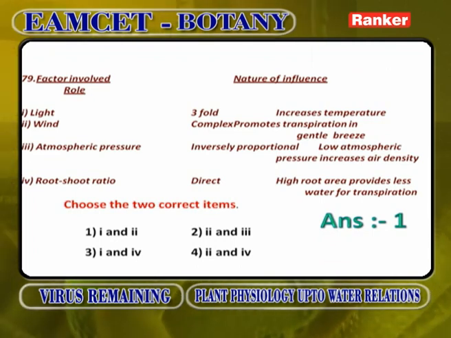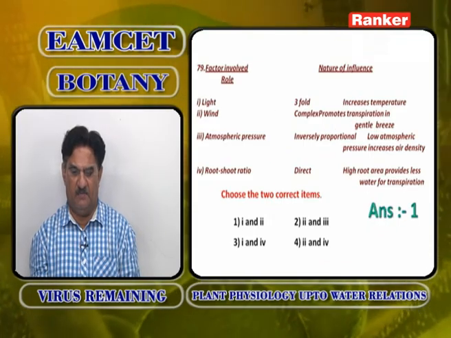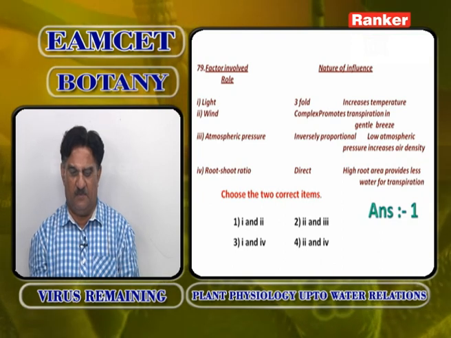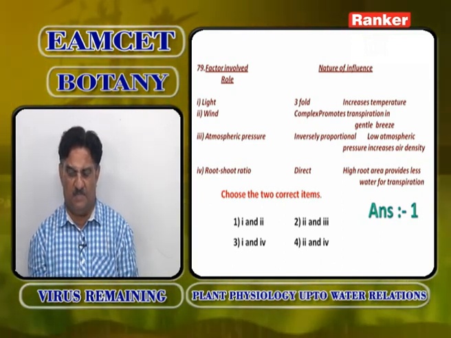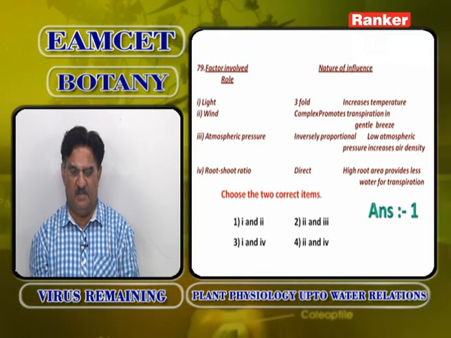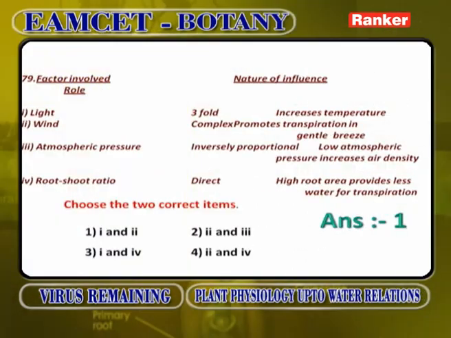Now, factors involved, nature of influence and role. Light, threefold effects, increases temperature. Wind, it is a complex influence, promotes the transpiration in gentle breeze. Atmospheric pressure, inversely proportional. At low atmospheric pressure, increases air density. Root shoot ratio, direct influence, and high root area provides less water for transpiration.